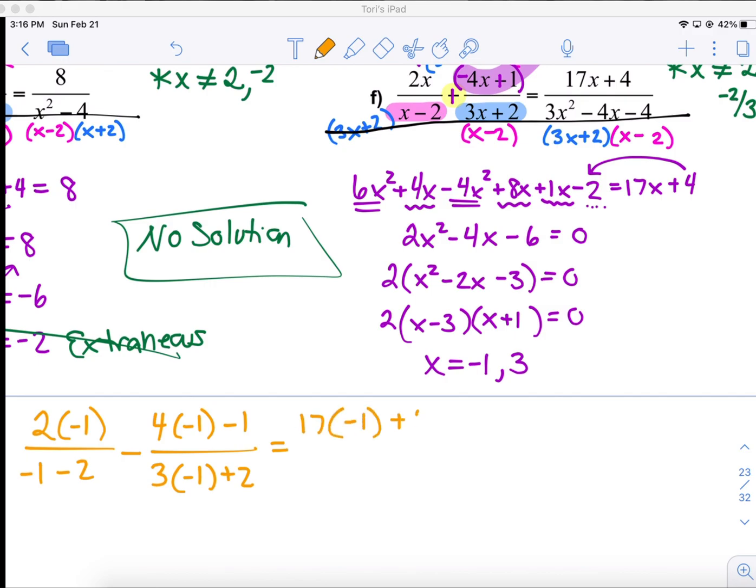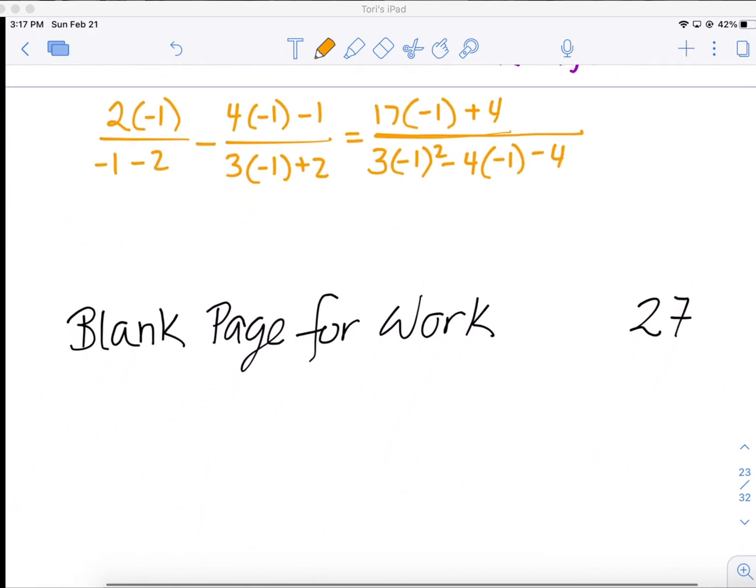17 times negative 1 plus 4 over 3 times negative 1 squared minus 4 times negative 1 minus 4. Okay. I'm going to stay slow and steady on this one, okay? All right. So on top, we've got negative 2 over negative 3. I'm going to go ahead right now and just get rid of those negatives. Minus, and then we've got negative 4 minus 1 is a negative 5. 3 times the negative 1 plus 2 is a negative 1. So I'm going to go ahead and get rid of these double negatives. That way it's whole. And then 5 over 1 is just 5. So I'm going to make this a whole number 5.